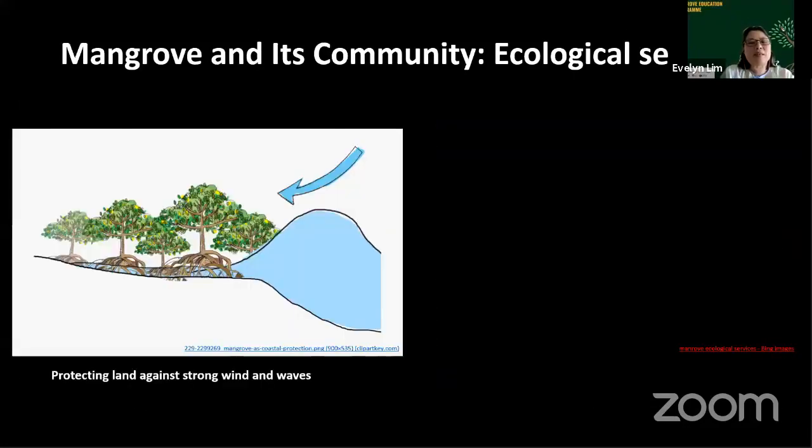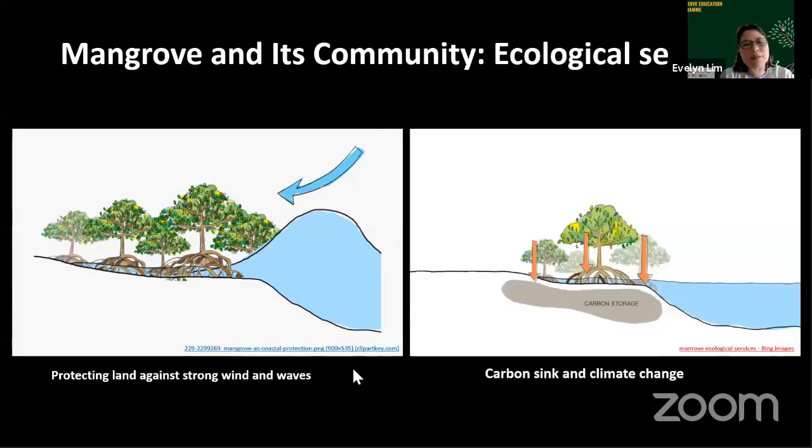Next, mangroves are also very important as a defense against strong wind and waves. And for those of you who have read about the tsunami in 2004, I think that time you were very young. You would know that the impact of the tsunami was so great because many of the mangrove areas were also degraded.